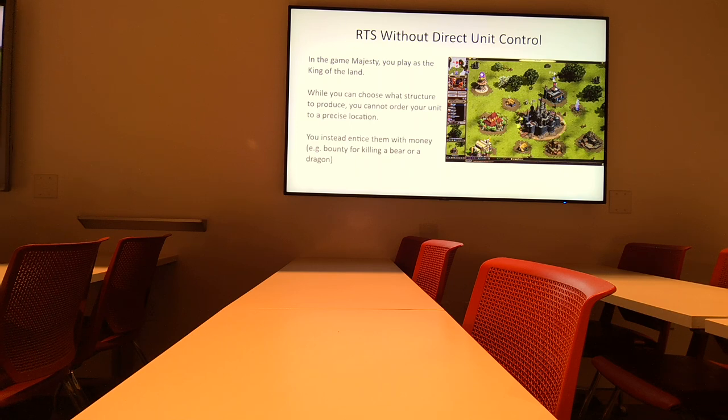As the king of the land in Majesty, you can choose what structure to build. You can also choose what units you might want, but you cannot order them to where you want them to be. So what you do instead is you put a little bounty flag on something. If you want to kill a bear, you put a bounty flag of 300 gold on top of it. If they want it bad enough, they will go and kill the bear. And once they kill the bear, they will earn that money, and they will use that to buy equipment for themselves, potions, and whatnot.